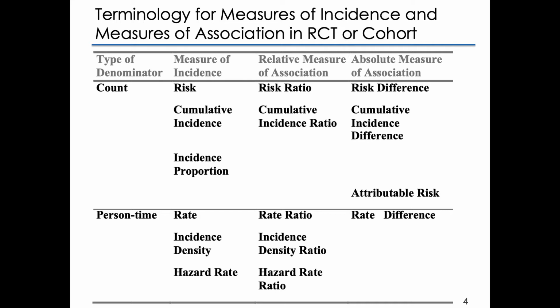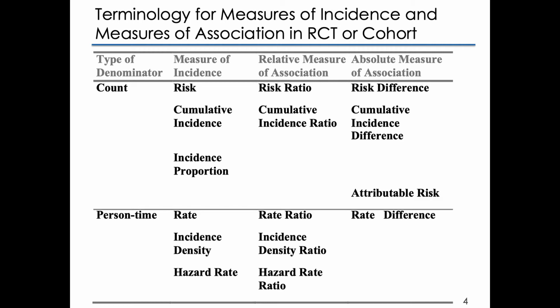So then the fourth column shows what's going to be new for this module, which are going to be the measures of association. So we'll have relative measures of association and absolute measures of association. So the relative measure, when you have a count denominator, could be called a risk ratio. You might also call it a cumulative incidence ratio. The absolute measure, also based on the same measure of incidence, the risk, would be a risk difference. And the absolute measure could also be termed a cumulative incidence difference or even an attributable risk.